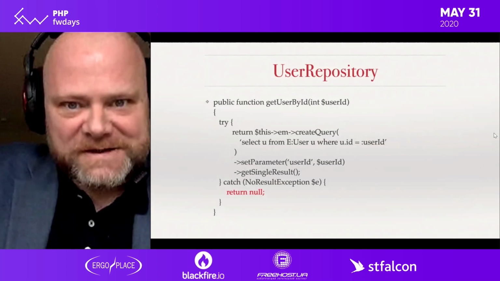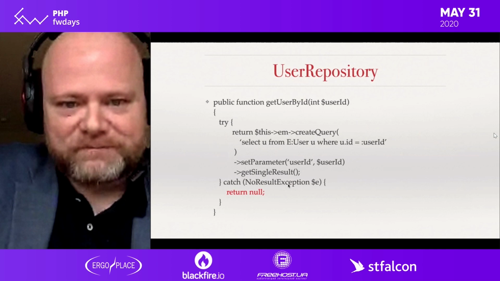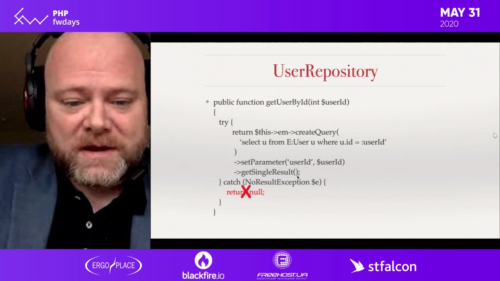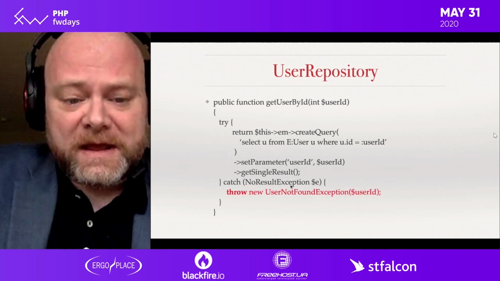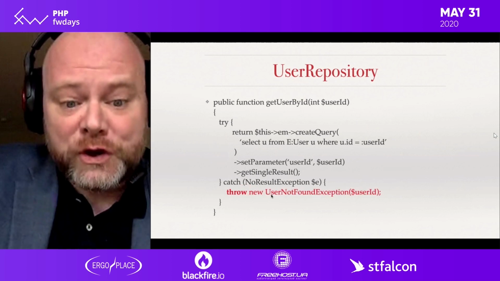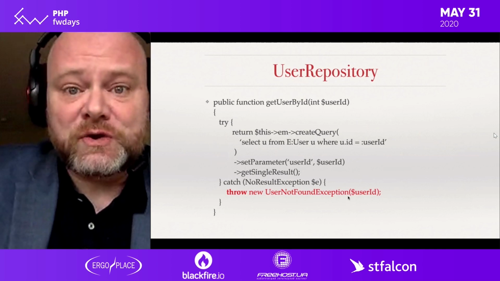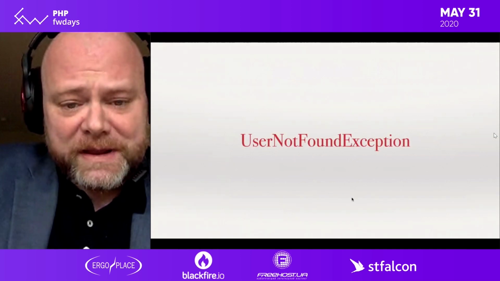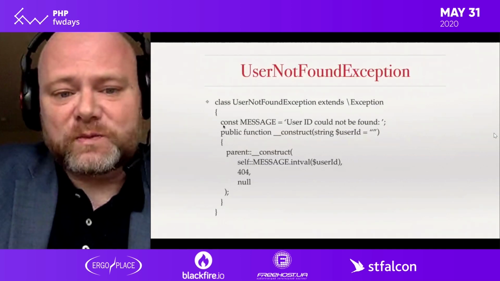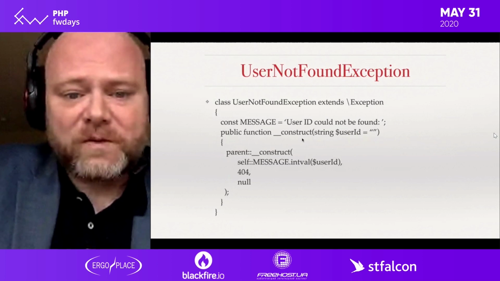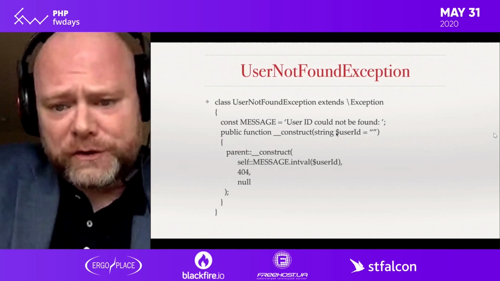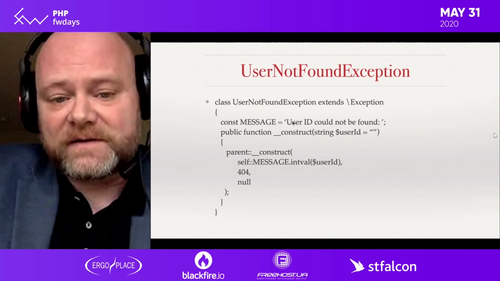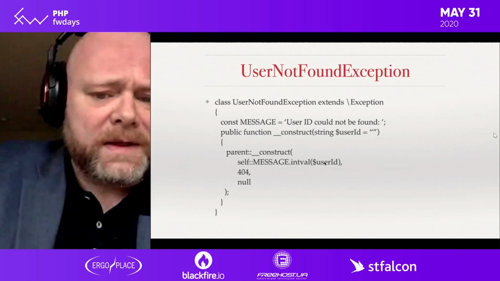So let's go back to our user repository where I was returning null. Let's not do that anymore. So I'm going to make that go away. And instead, I'm going to throw new UserNotFoundException. So that's a new exception that I created. Now that I'm doing that, this is what an exception class could look like, where I pass in the user ID that was attempted. And so I can tell the user, hey, this user ID does not exist. User ID could not be found. That's one way to do it.